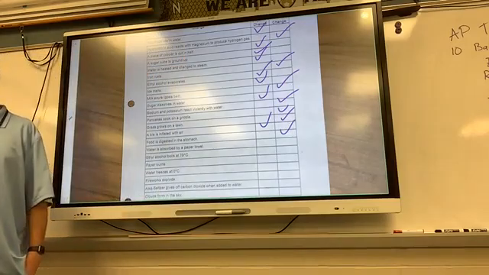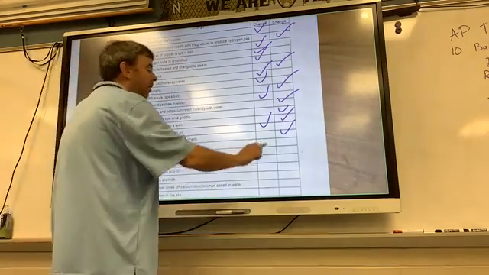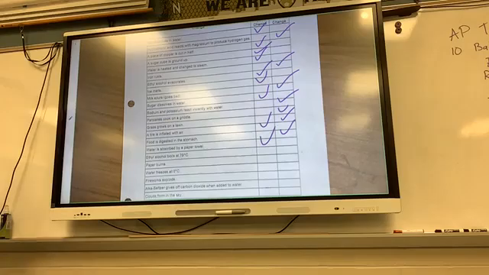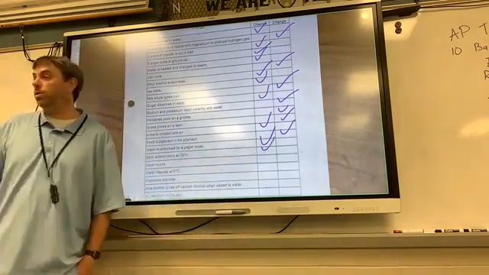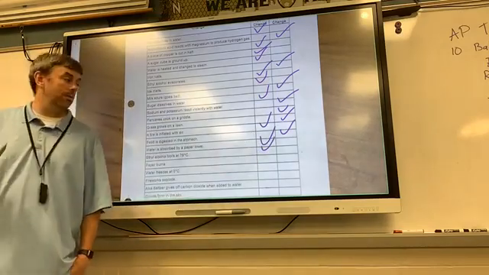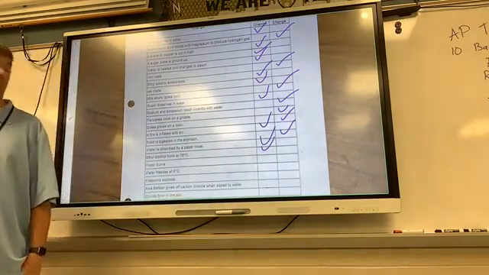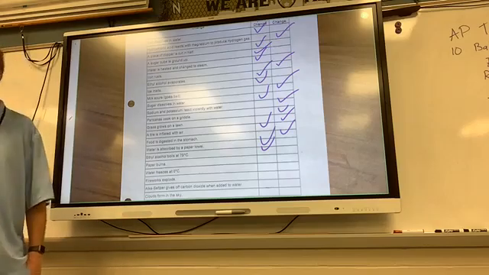Water is absorbed by a paper towel. Physical. Good. Ethyl alcohol boils. Physical, because boiling is a phase change. It's just going from a liquid to a gas. Ethyl alcohol boils. Oh, we just did that one. Paper burns. Chemical.